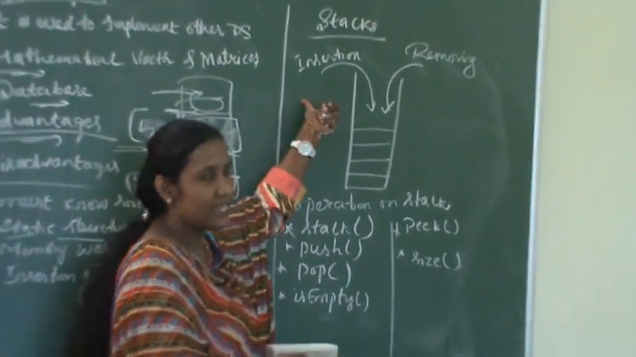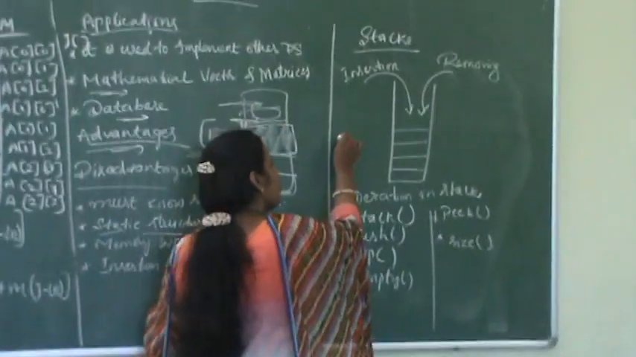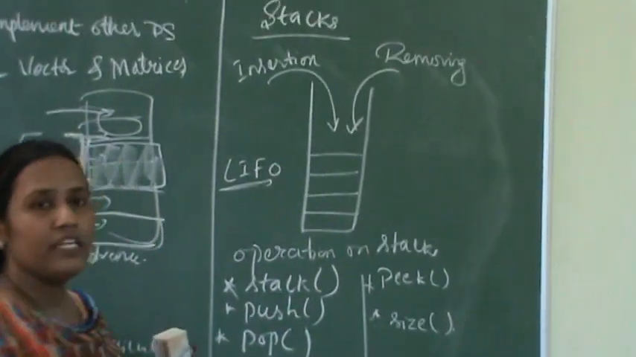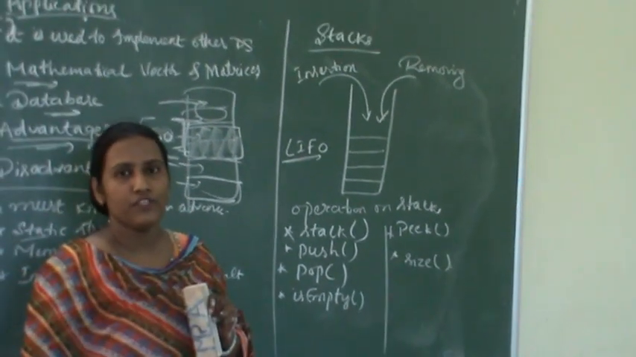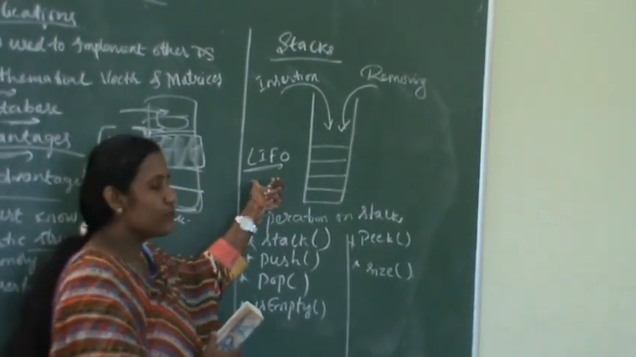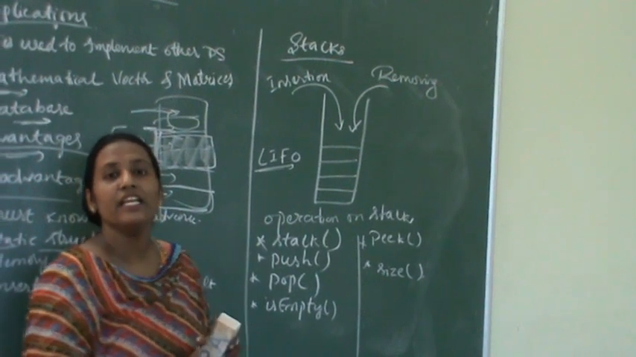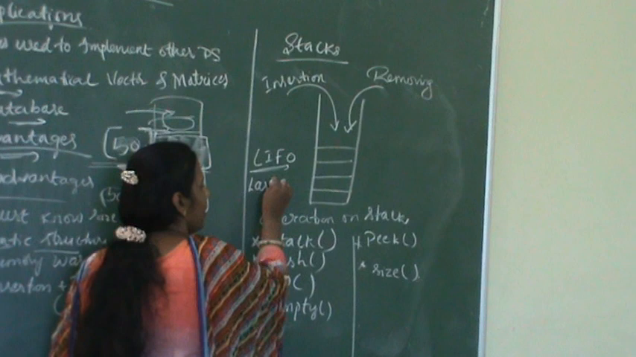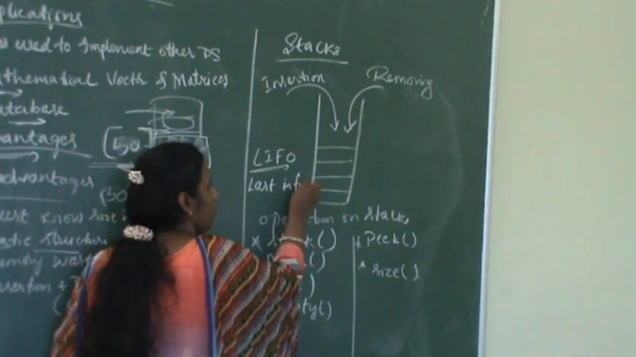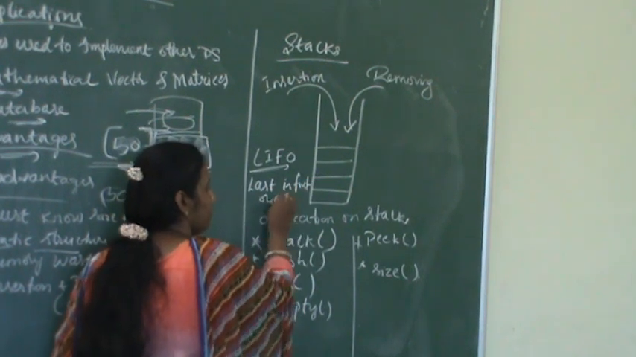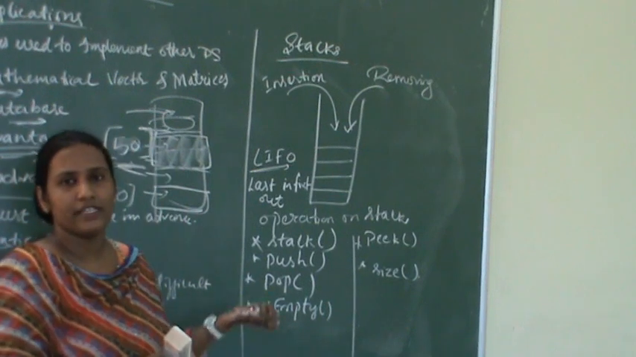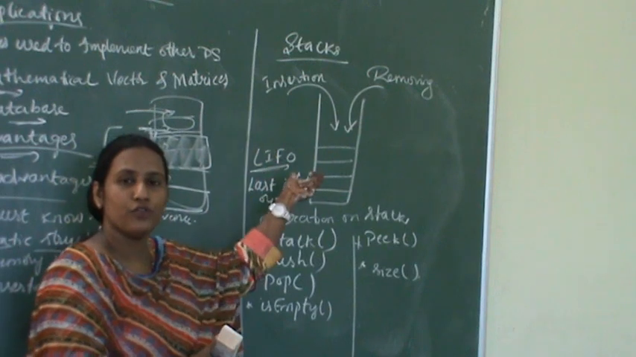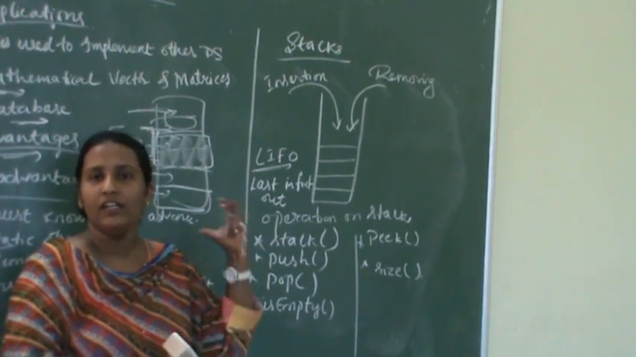Stack is also a collection of elements which will be stored continuously. It is also called a LIFO data structure. LIFO means last in first out. Stack is a collection of similar type of elements of data. So here we are going to store a collection of similar type of elements.